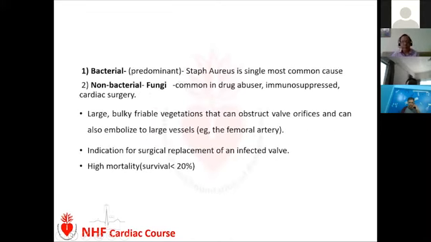According to etiological agent, it is again divided into bacterial, which is the predominant group, and non-bacterial, which is mostly caused by fungi. Fungal infective endocarditis is seen commonly in drug abuse, immunocompromised state, and after cardiac surgery. It is associated with large, bulky, friable vegetation that can obstruct valve orifices and can also embolize to large vessels. It's a frequent indication for surgical replacement of the infected valve carrying highest mortality. Survival rate is less than 20%.